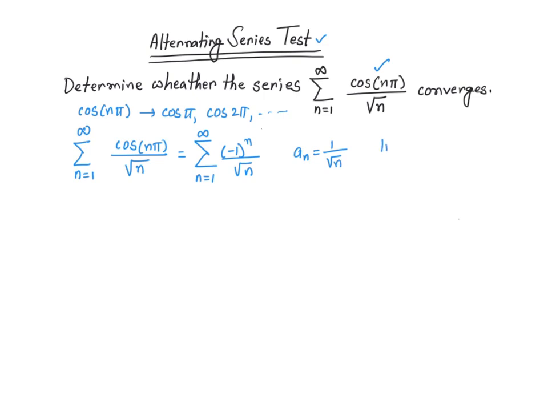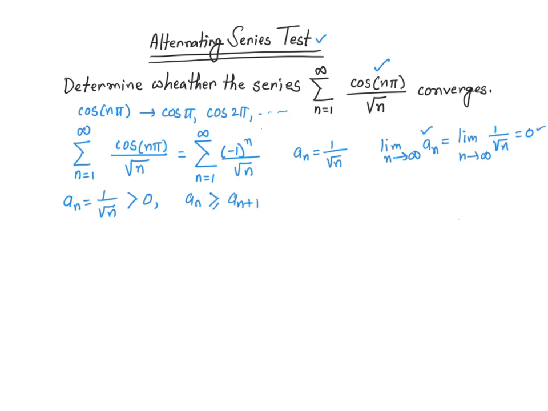So limit n approaches infinity, a sub n is nothing but limit n approaches infinity 1 over square root of n, which is obviously 0. So one of the conditions is that limit n approaches infinity, a sub n is 0. So that condition is satisfied. And for each value of n, a sub n is 1 over square root of n, which is obviously positive, right? Greater than 0. And a sub n is greater than or equal to a sub n plus 1.